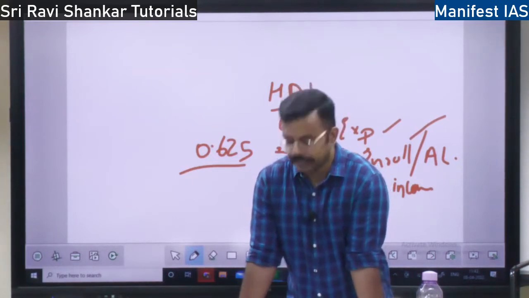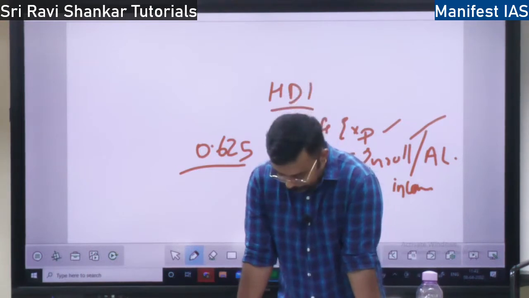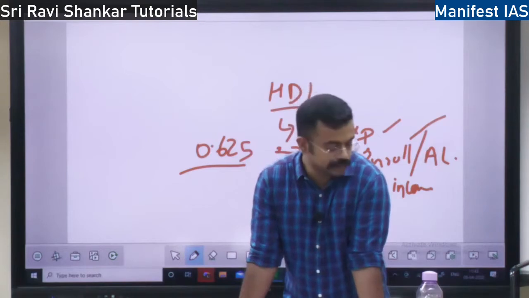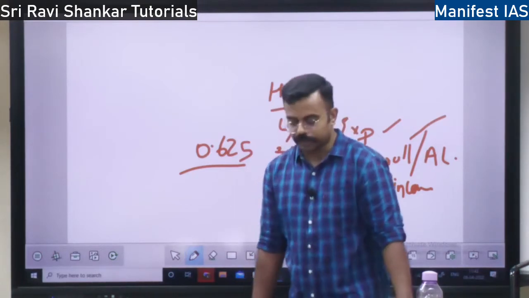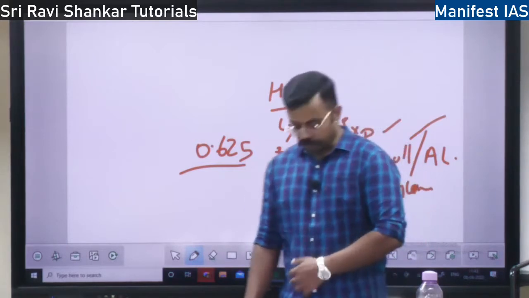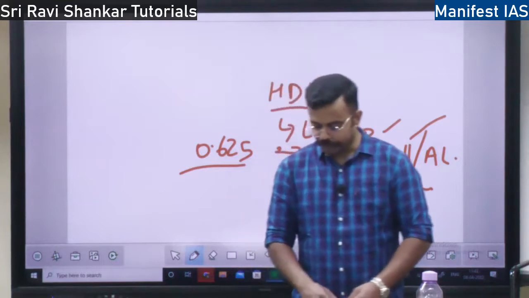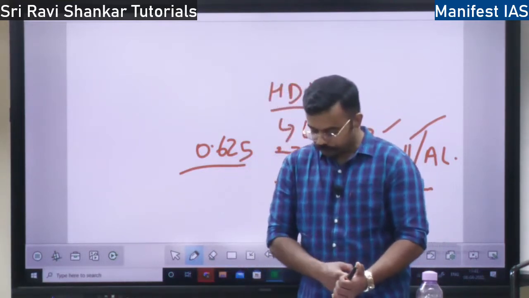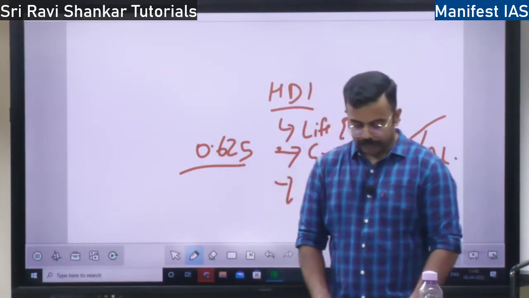74% of Indians are literate. Female literacy: 65% of Indian females are literate. Which state has the highest literacy? Kerala, 92%, right? So that also we are measuring. Not only that, death rate, life expectancy, everything will be measured in order to arrive at the National Human Development Index.